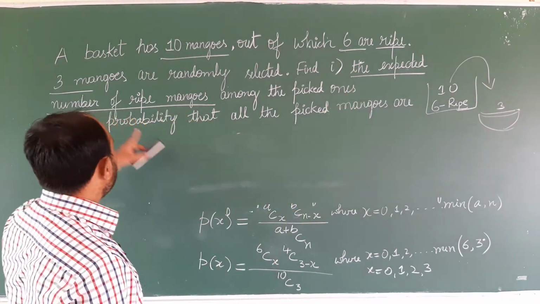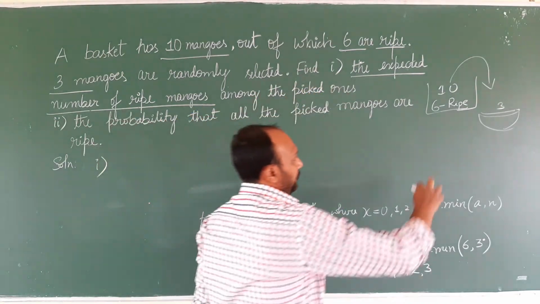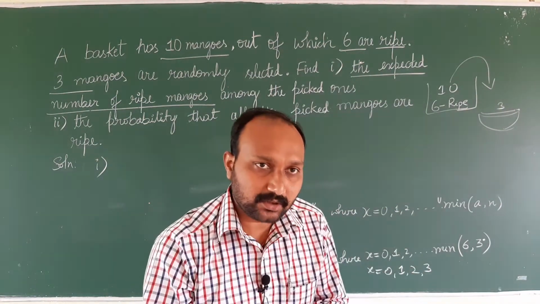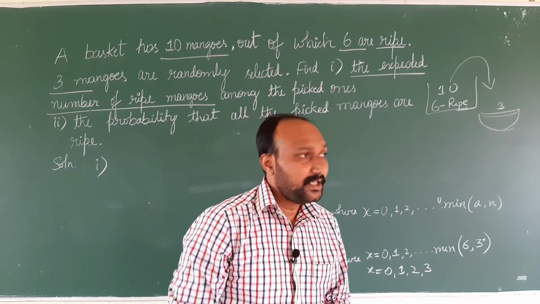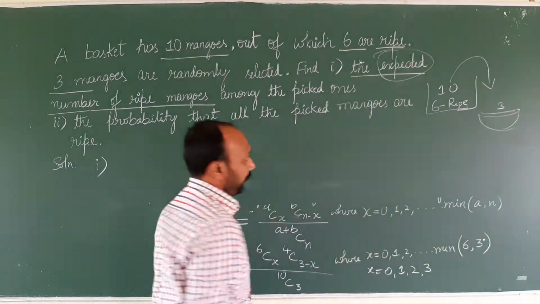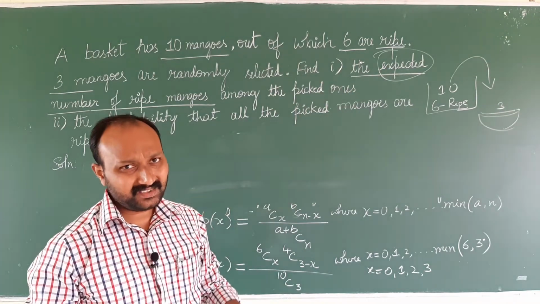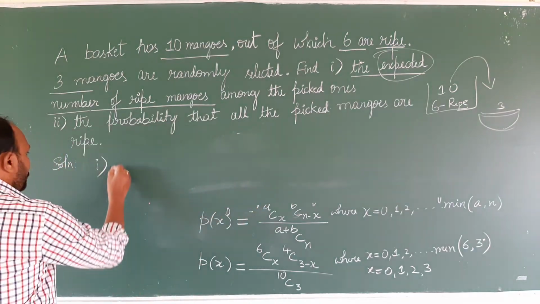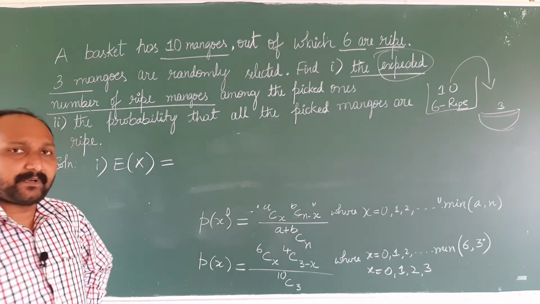We need to find the expected number of ripe mangoes among the picked ones. From the basket we will be picking mangoes; what is the expected number that will be ripe? This is very, very important. You need to understand this terminology. The expected number is an average, nothing but the mean here in the hypergeometric distribution. So what is the mean? Expectation of x is nothing but the mean of the hypergeometric distribution.